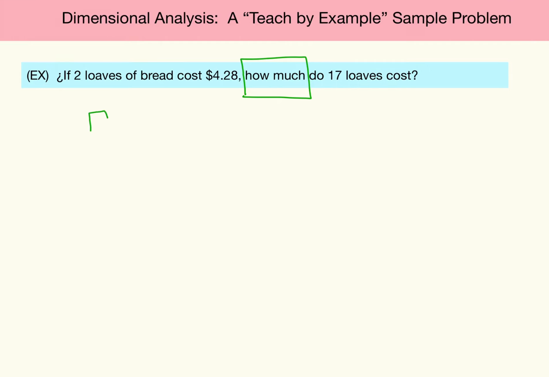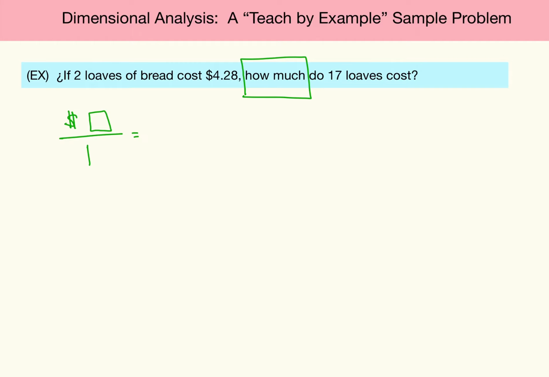I'm going to let a box represent the number I don't know, and a dollar sign represent the unit because I wanted to know how much. And the other thing I'm going to do is write this over 1 because I want to make sure that I can differentiate my numerator and my denominator. And you'll see why that's important in just a second.